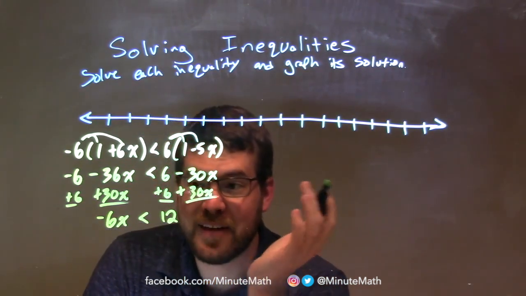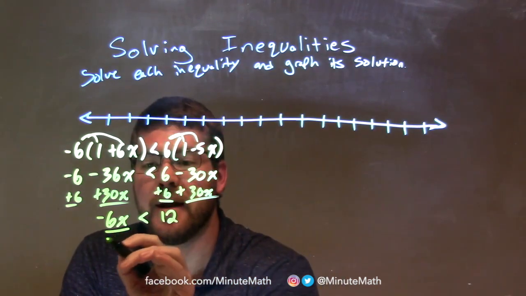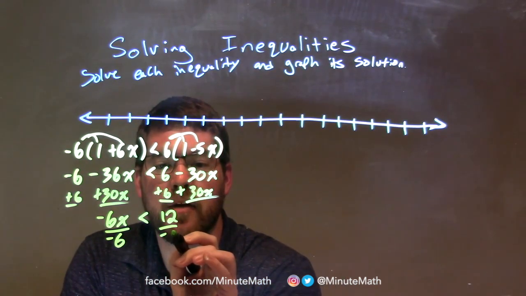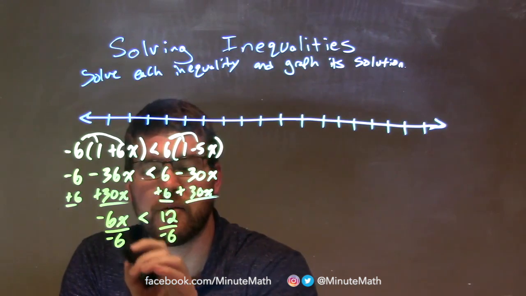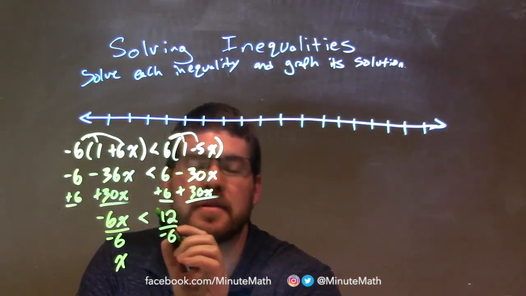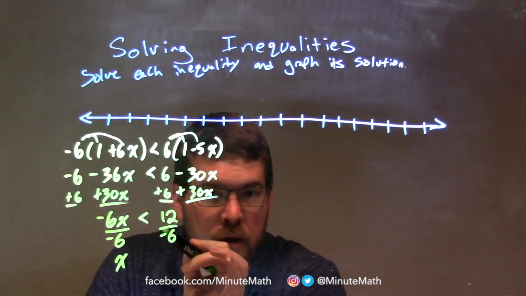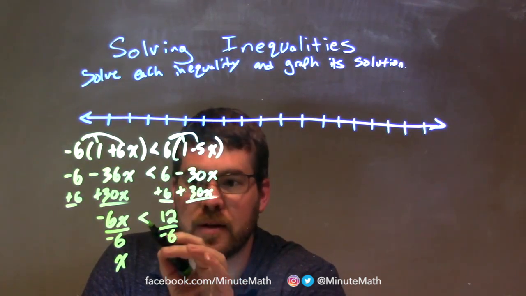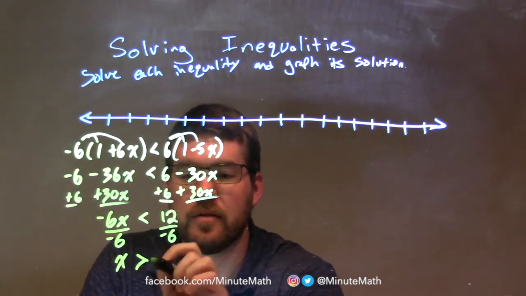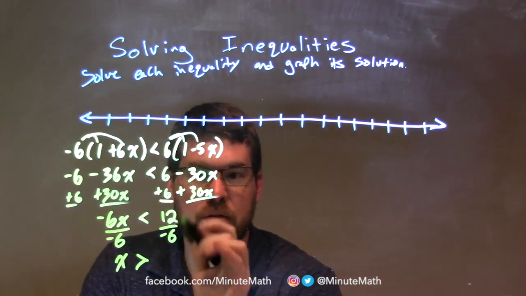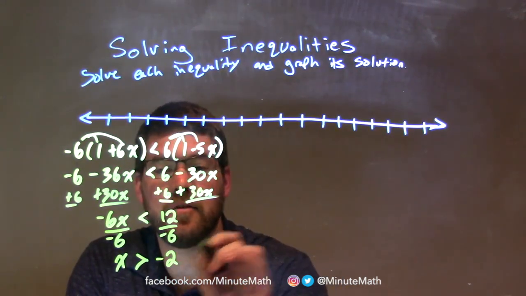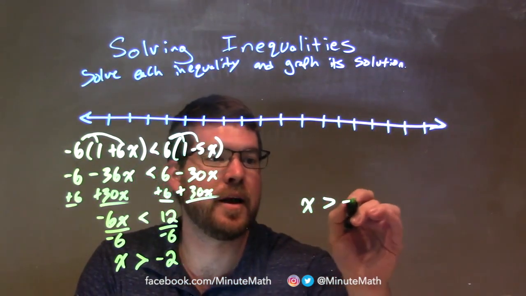So now I just have to get the x by itself. So I divide by a negative 6 to both sides, and be careful here. If we divide by a negative 6, we're left with x by itself. But since we divided by a negative over the inequality, we flip the sign. Less than becomes a greater than sign. So x is greater than 12 divided by negative 6, which is a negative 2. So we have x is greater than negative 2 here.